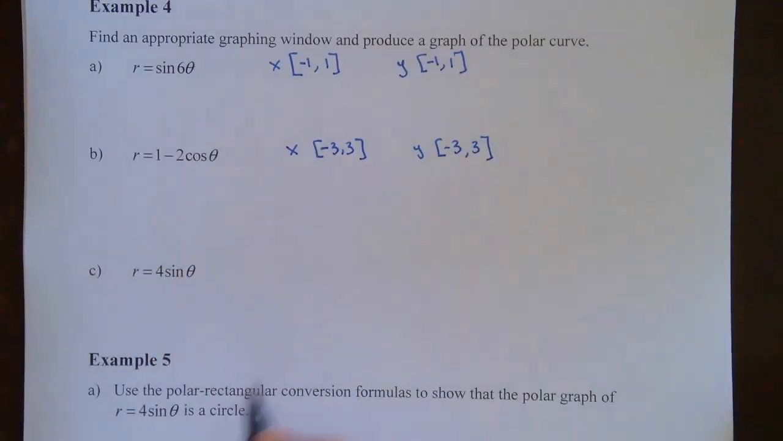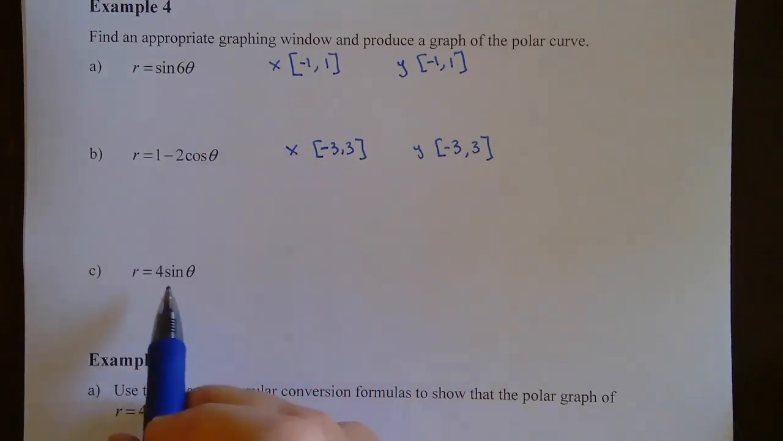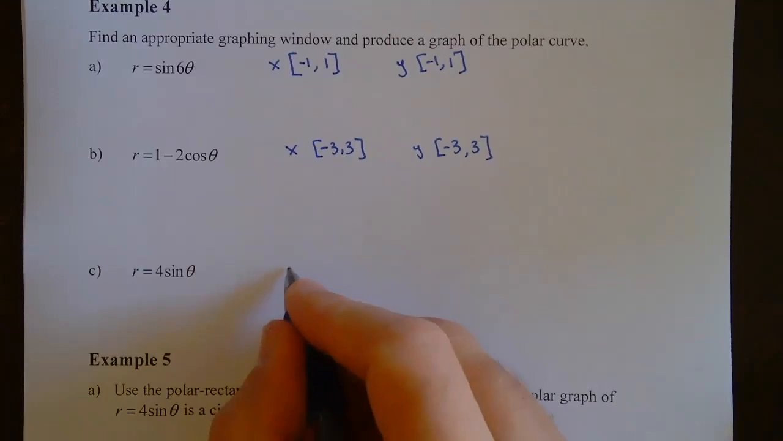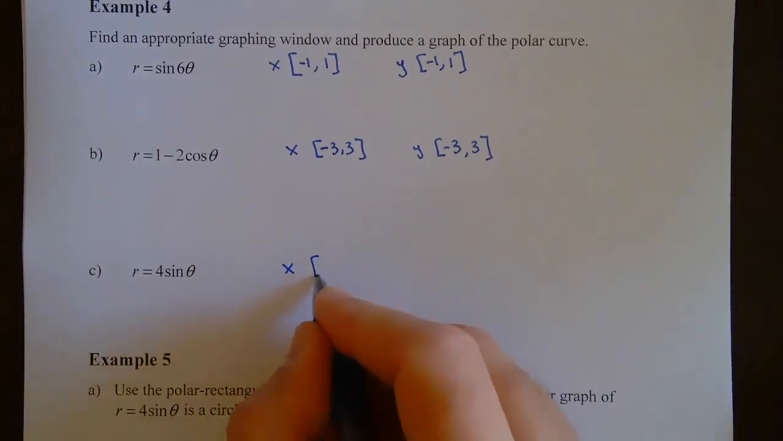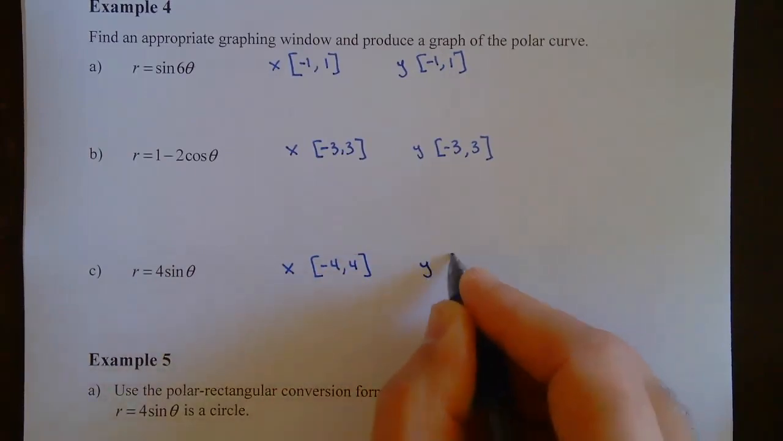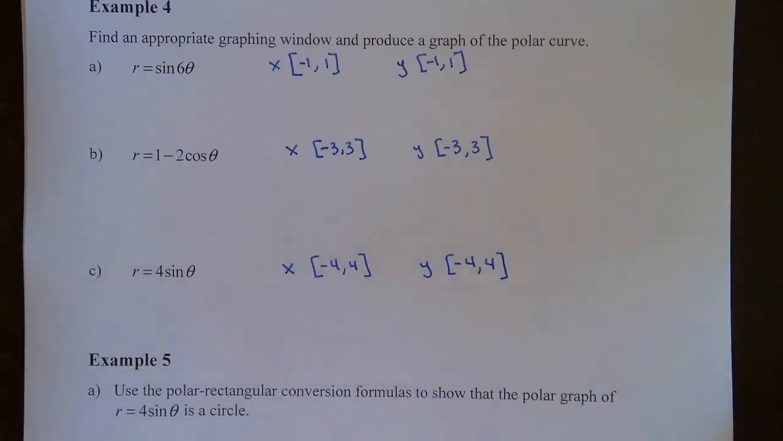We can do our X scale or our Y scale, anything we want to. And we're going to make these all go around once and see what happens. So all the angles between 0 and 2 pi, we're going to put into theta. So 4 sine theta: the biggest this is going to get is 4, and the smallest it's going to get is -4. So I would set my window at -4 to 4. And for the Y, I would also do -4 to 4. Now I'm going to go to the graphing calculator and take a look at this.